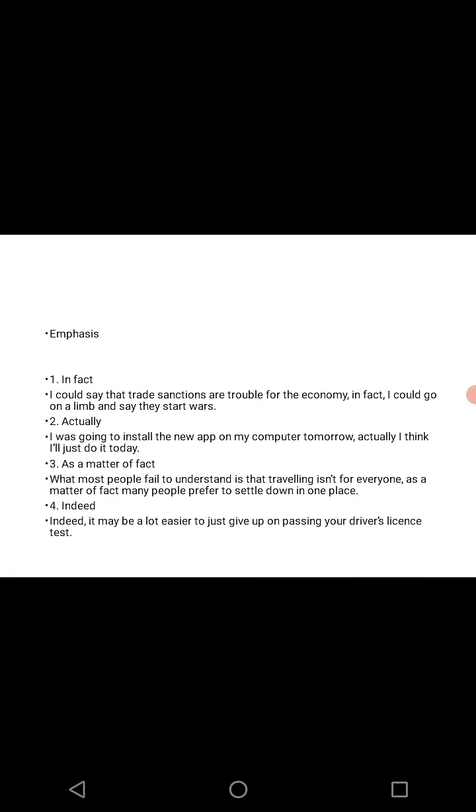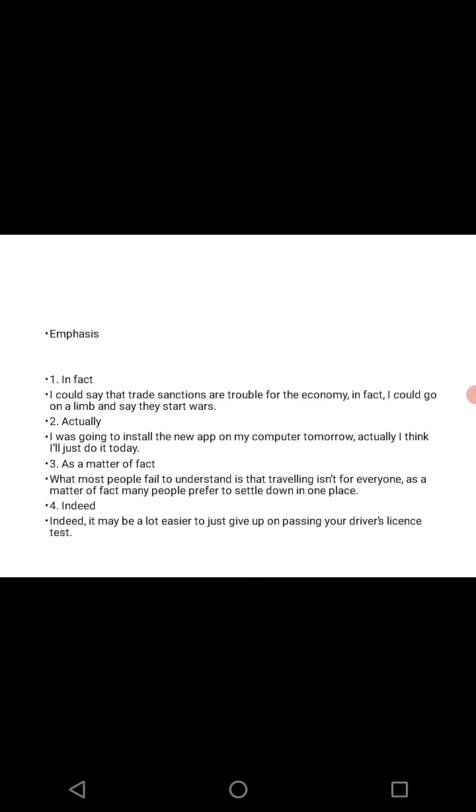And emphasis. First is "in fact," and their example is "I could say that trade sanctions are trouble for the economy. In fact, I could go out on a limb and say they start wars." Second is "actually," and their example is "I was going to install the new app on my computer tomorrow. Actually, I think I will just do it today."